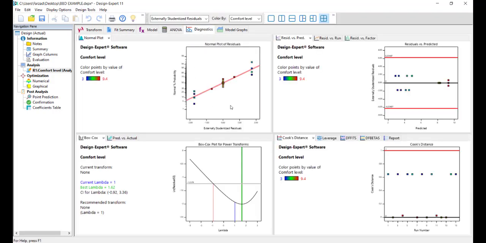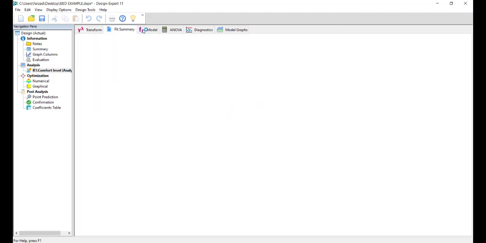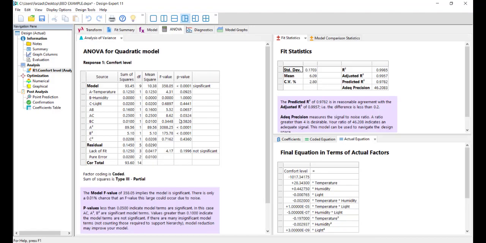We can go to diagnostic. The diagnostic section is more or less the same as the CCD method. What you need to check is this Box-Cox plot, recommended transform. If there was any recommended transformation, we need to go to this tab and select that transformation type. Then go to the fit model, ANOVA, and analyze the suggested transformation for the model again.